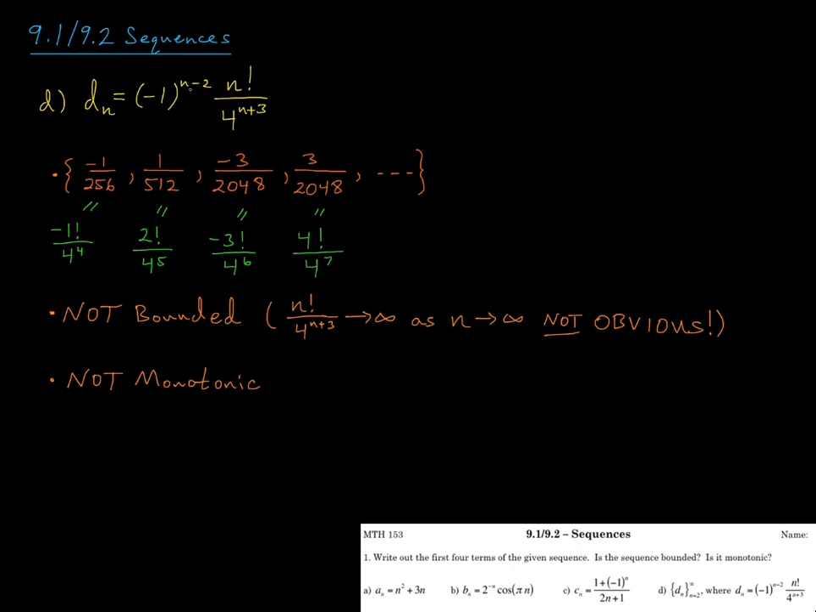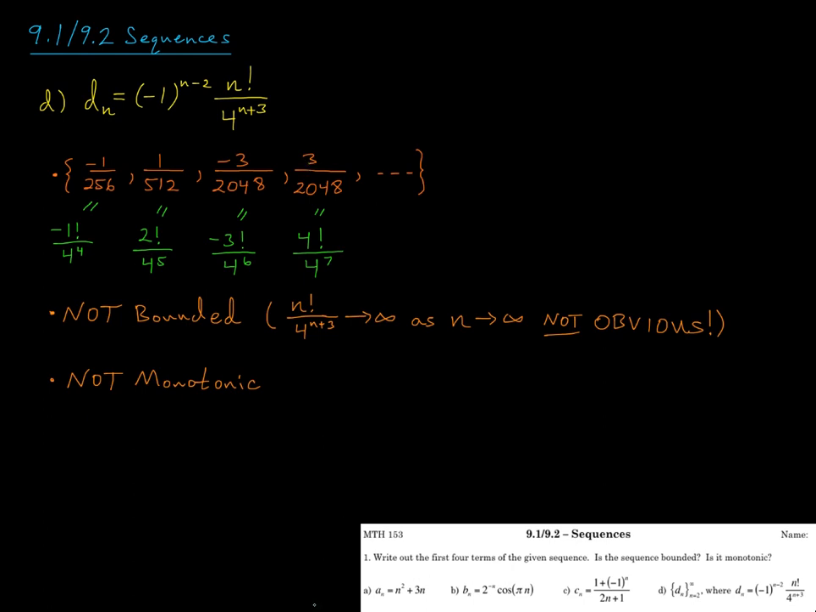If n is 2, I get -1 to the 0 power. That's a +1. And then I'm going to get a 2 factorial over 4 to the 5th. And that simplifies to 1 over 512, right? It's really 2 over 1024. When n is 3, -3 factorial over 4 to the 6th, that is equal to -3 over 2048. The next term here, 4 factorial over 4 to the 7th, that simplifies a bit to a +3 over 2048.